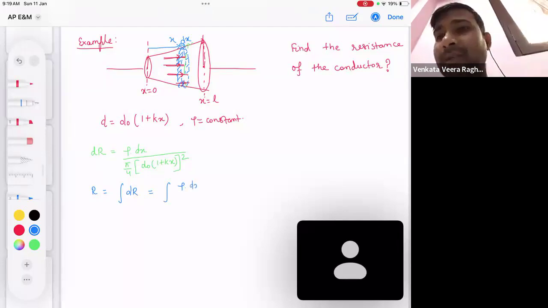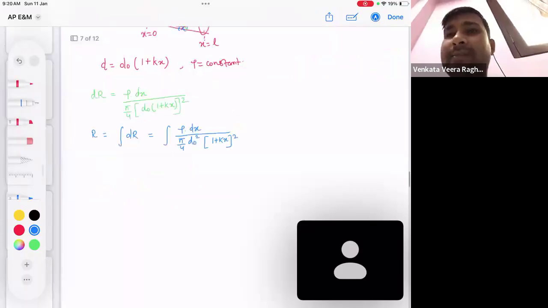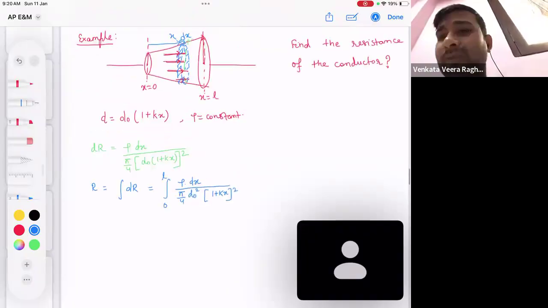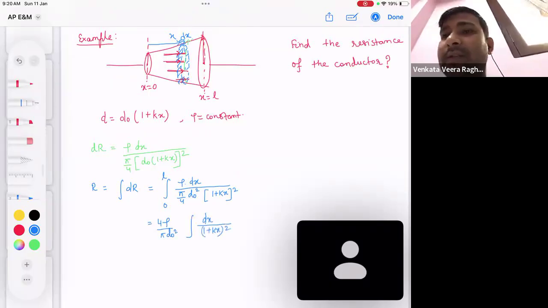Rho dx divided by pi by 4 into d naught squared and 1 plus kx whole square. This integration we have to do, and x will change from where to where? From 0 to L, as the total length of the conductor is L. Rho is constant, 4 is constant, pi is constant, d naught square is constant. We have the integration of dx by (1 plus kx) square, right?